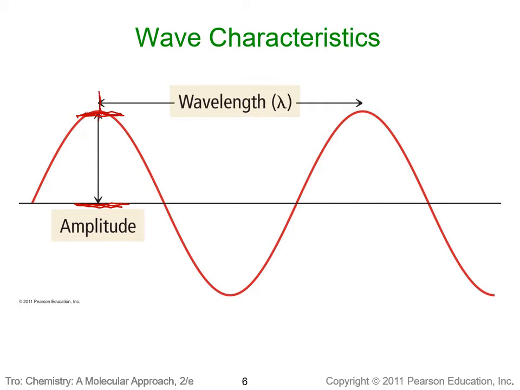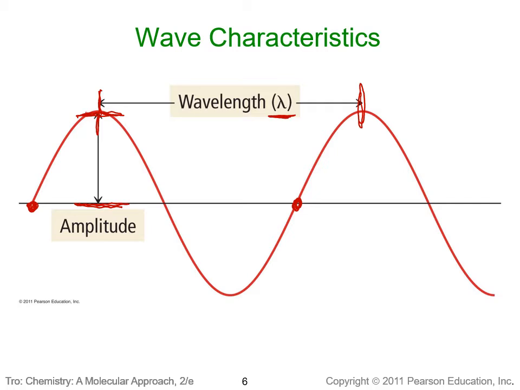Another measurement we take is from the top of one crest to the top of the next crest. This is called the wavelength. We represent this with the symbol lambda. Now, this isn't the only way that we can measure the wavelength. We can also measure from where the wave crosses that center line, this is called a node, to the second node that we cross. This is the same distance. This would still be lambda.